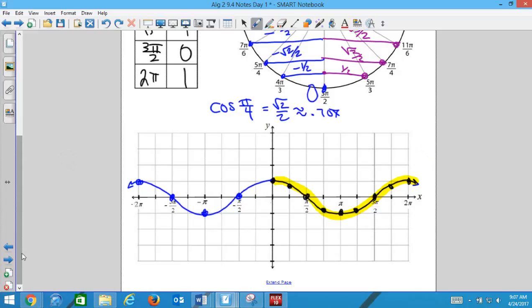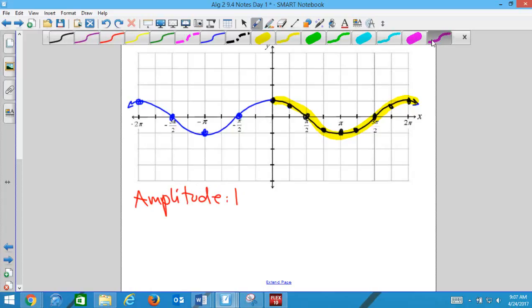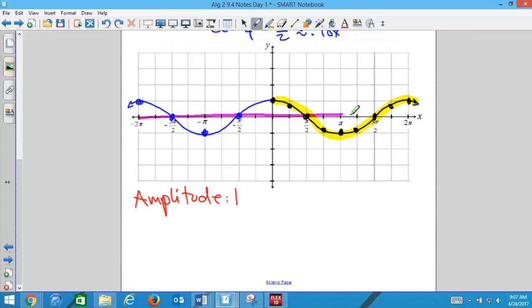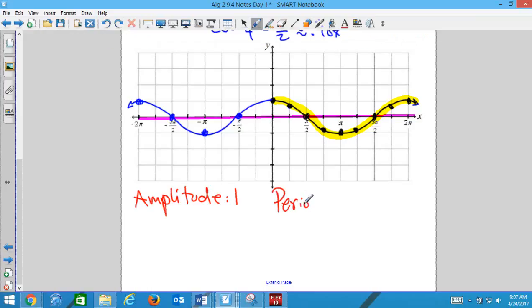So for cosine, for this parent function, what is our amplitude? So remember the amplitude is how high up and how far down from the midline this graph goes. It goes all the way up to 1, it goes all the way down to negative 1, so the amplitude is the distance 1. And then the period, one cycle currently for the parent function is 2 pi.